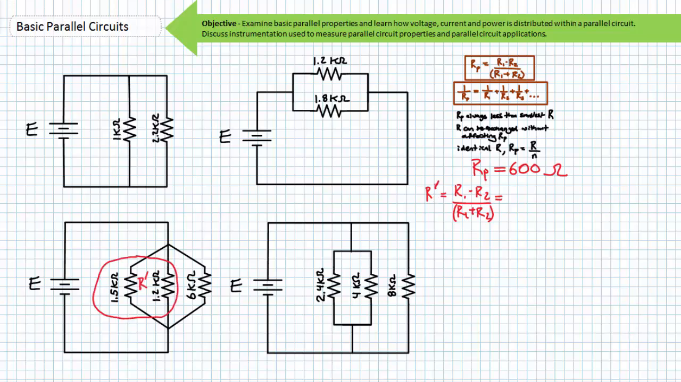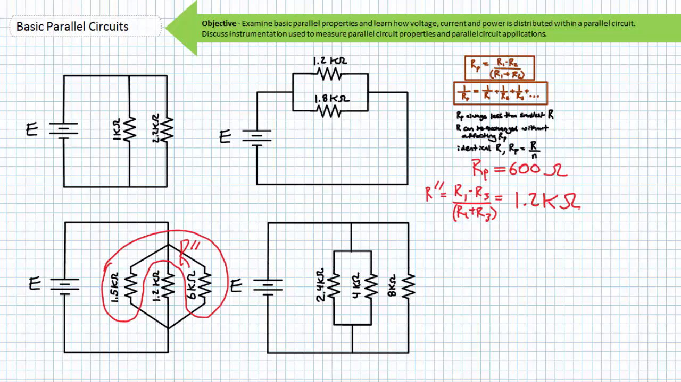Method 1. First, we can take R1 and R2 in parallel and simplify those as an imaginary resistor I'll call R', where R' is approximately 666.7 ohms, and our total resistance is the parallel combination of R' and R3 at 600 ohms. Method 2. We can take R1 and R3 in parallel and simplify this combination as an imaginary resistor I'll call R', where R' is a 1.2 kilo-ohm resistor.